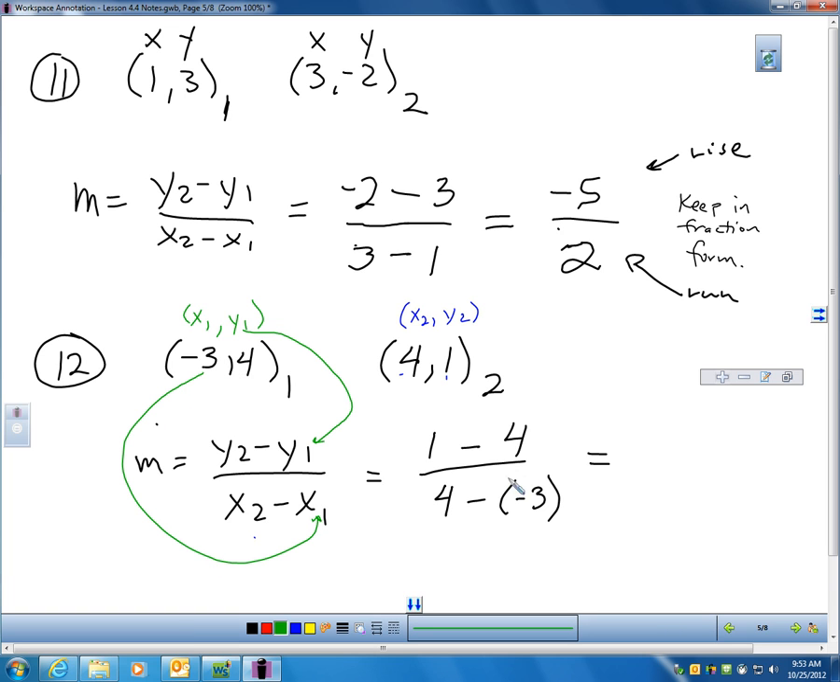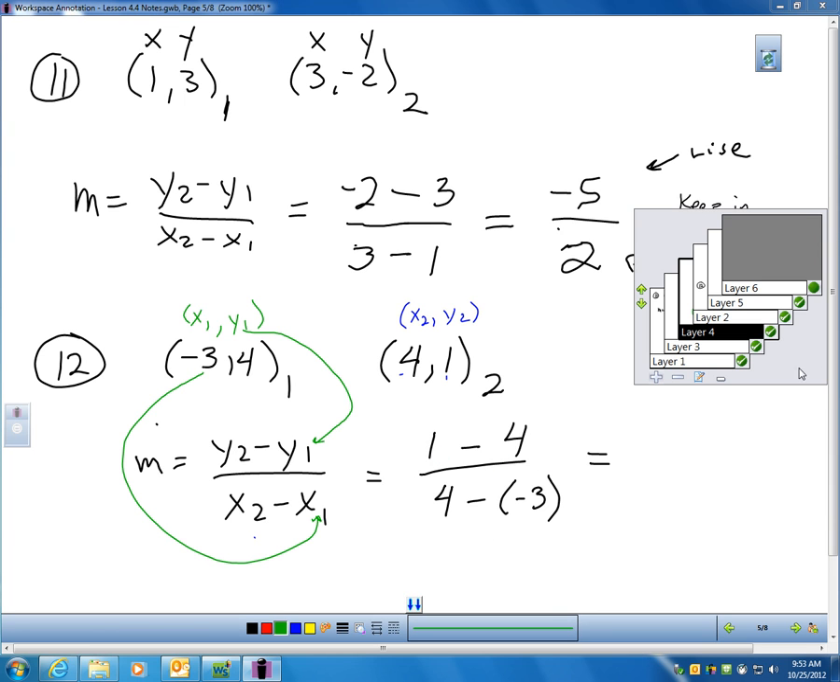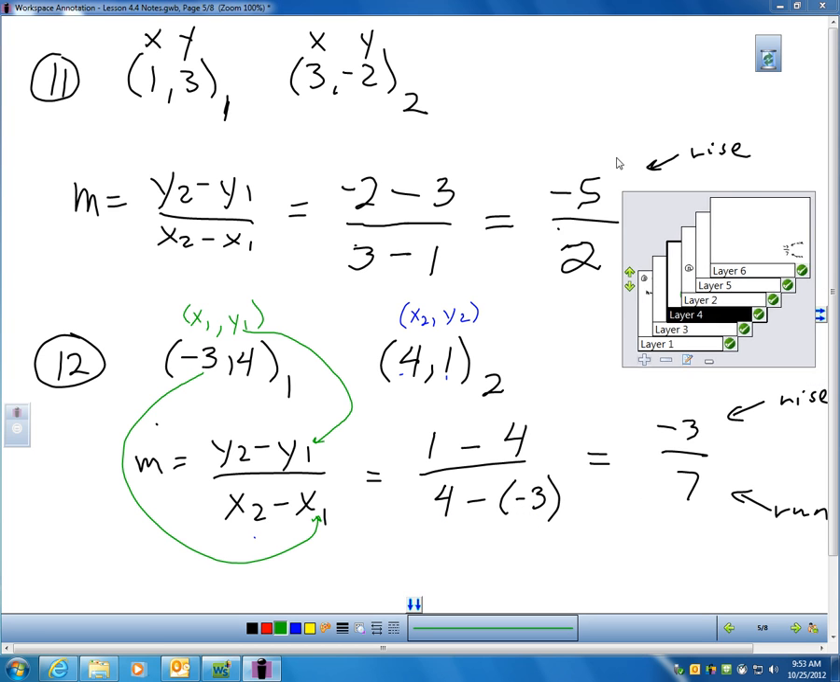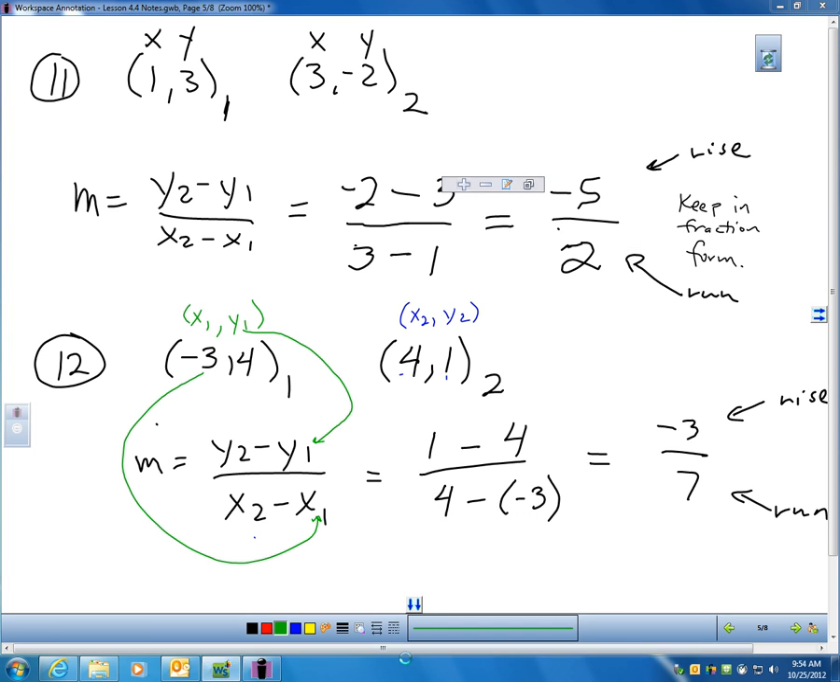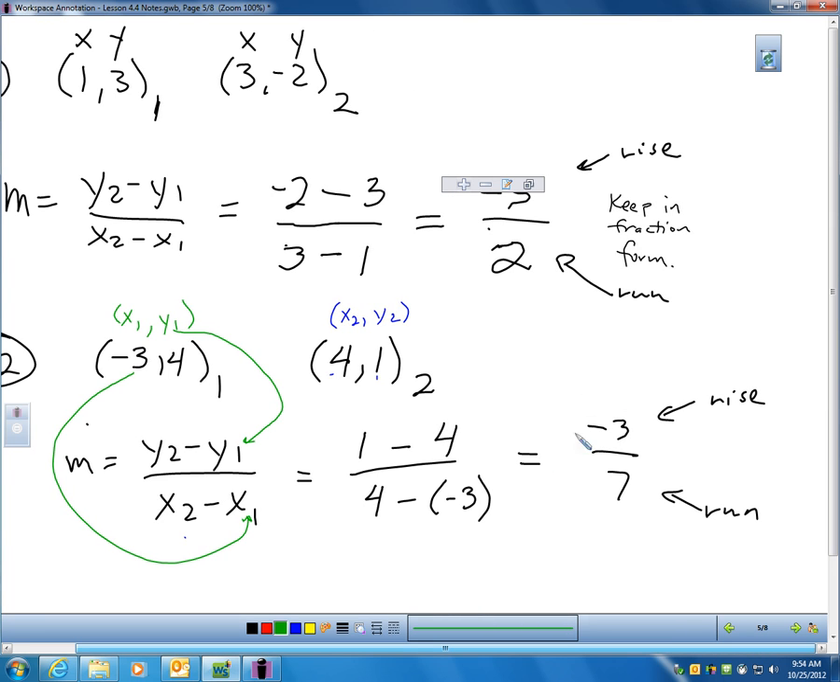So with that said, I have 1 minus 4. That gives me -3, and 4 minus -3 is +7. Okay? So my slope in this case would be -3/7, and that tells me if I drop 3 units on graph paper, I would have to run 7 to the right to keep on touching my line.